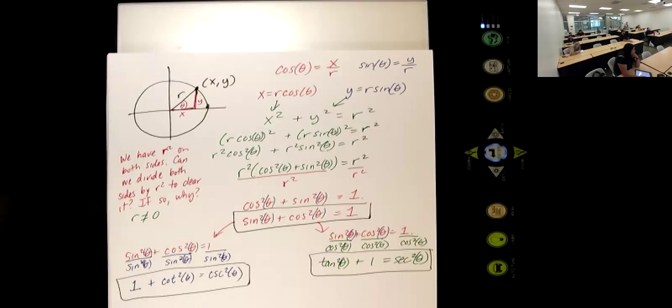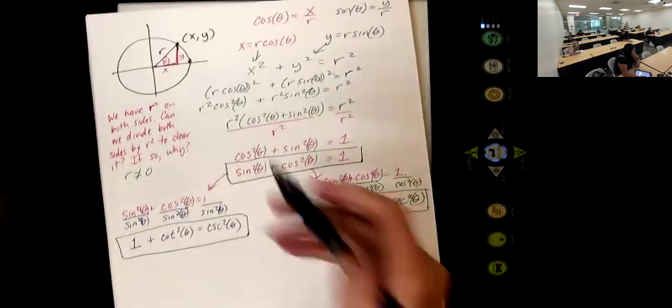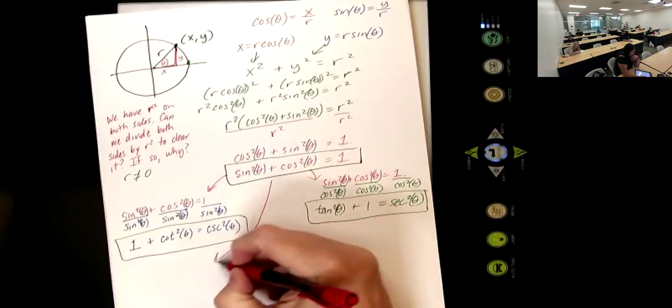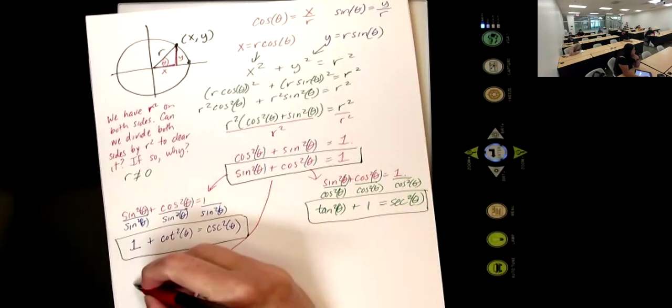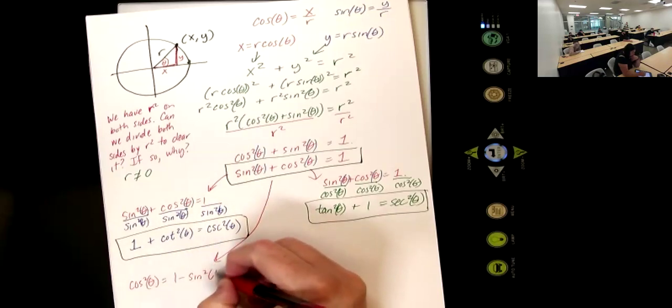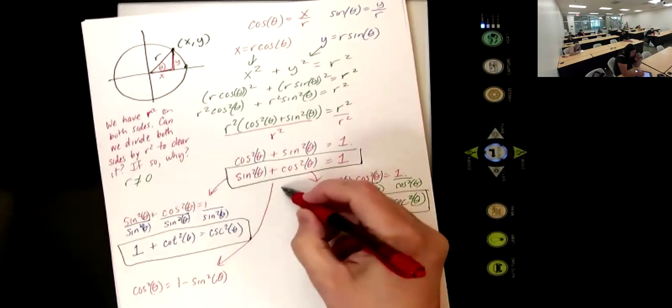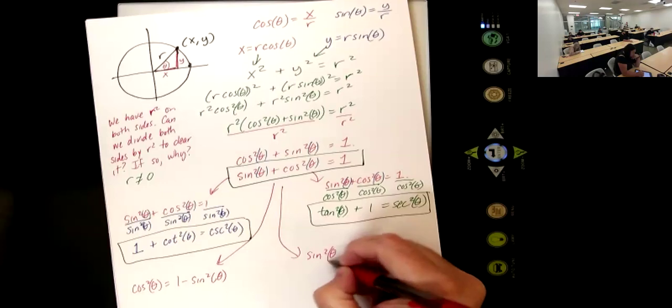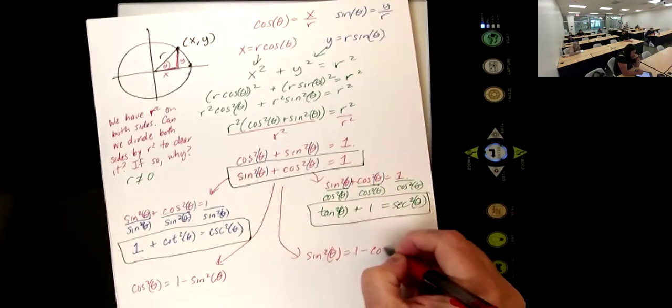Okay, so, and this happens a lot. We will also use these variants. If I take sine squared and subtract it from both sides, I get cosine squared theta equals 1 minus sine squared theta. Or I could subtract cosine squared theta, and I get 1 minus cosine squared theta.